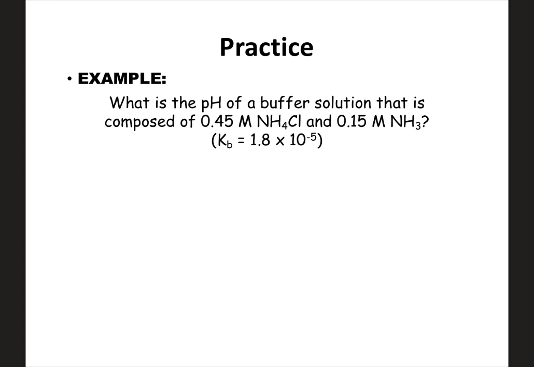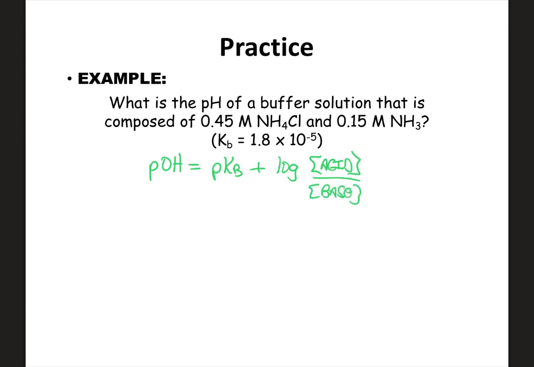Let's look at an example here. This says, what is the pH of a buffer solution that is composed of 0.45 molar NH4Cl and 0.15 molar NH3, and we're given a Kb. I hope you realize the Kb kind of gives it away, but our weak is going to be the NH3, the weak base. Because we have this Kb, a weak base, we need to use the pOH version of the Henderson-Hasselbalch equation. So it's going to be pOH is equal to the pKb plus the log of the concentration of the conjugate acid all over the concentration of your weak base.